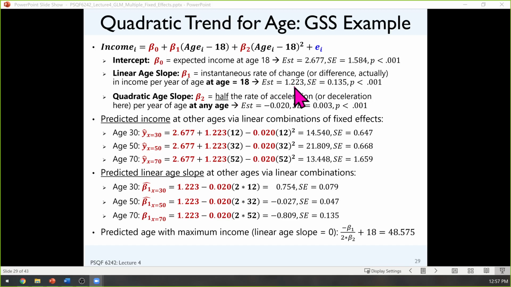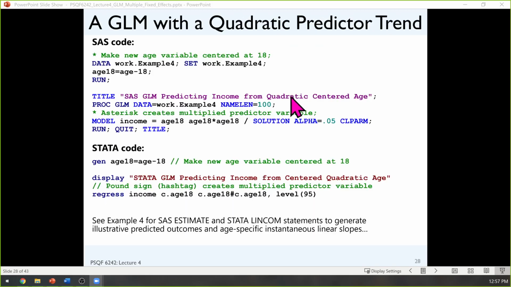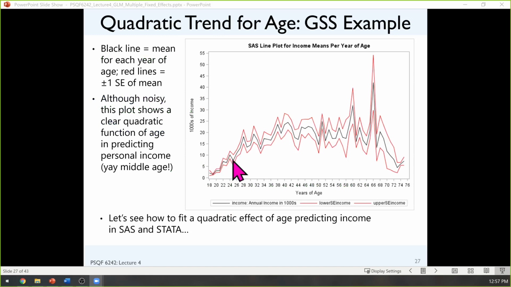So if you go back to the U-shaped curve that we have, the slope at the beginning of the curve is what we've just estimated. The slope at this point specifically. So that slope at age 18 is 1.2. The model is going to predict then that the slope is going to do what? Is it going to speed up or is it going to slow down?